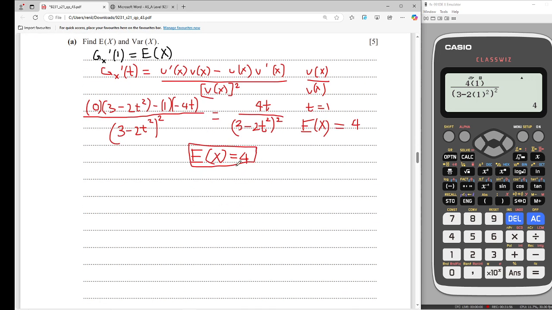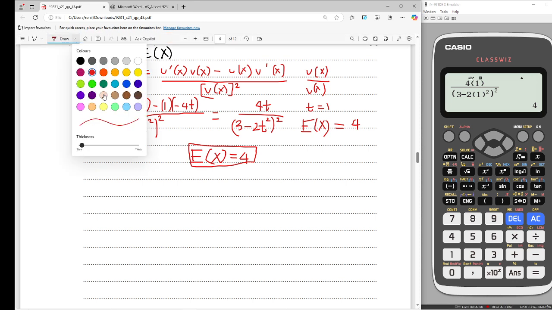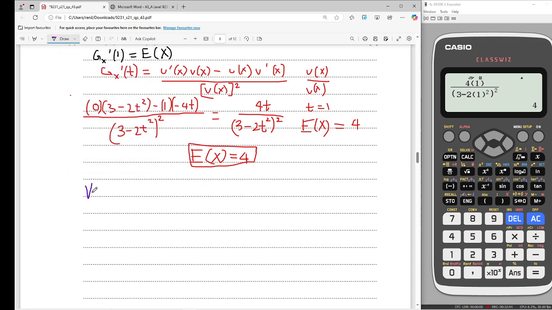Okay, moving on, we need to find the variance of X. This I'm going to represent in purple. To find the variance of X, there is a formula, which is equal to g X double dash of t when t equals 1, plus g X dash 1, which is just E of X, minus (g X dash 1, once again just E of X) whole squared. That's the formula to find variance.